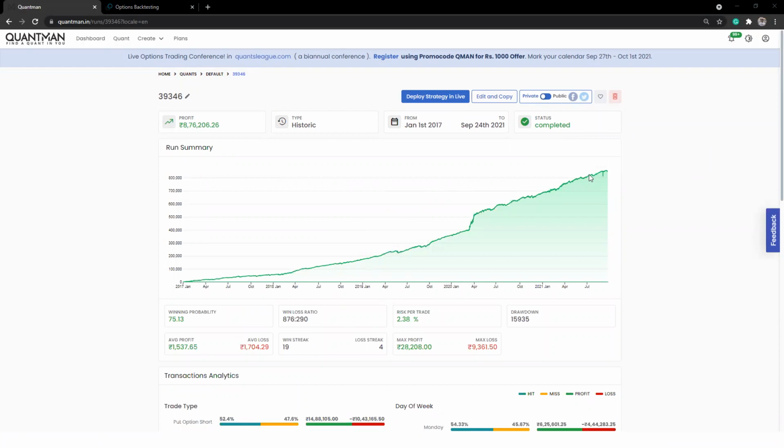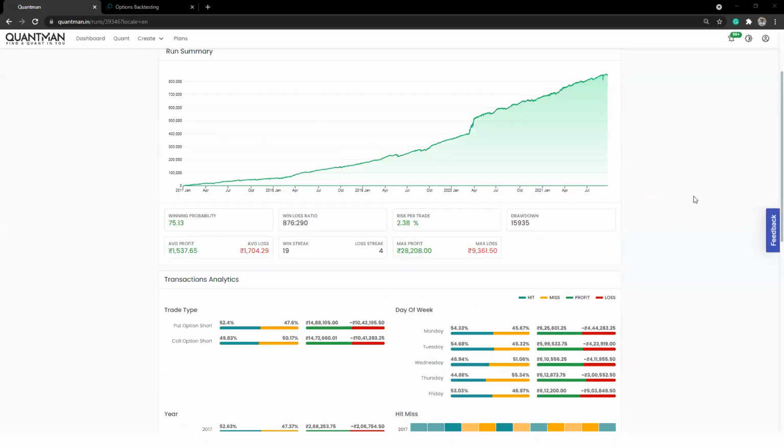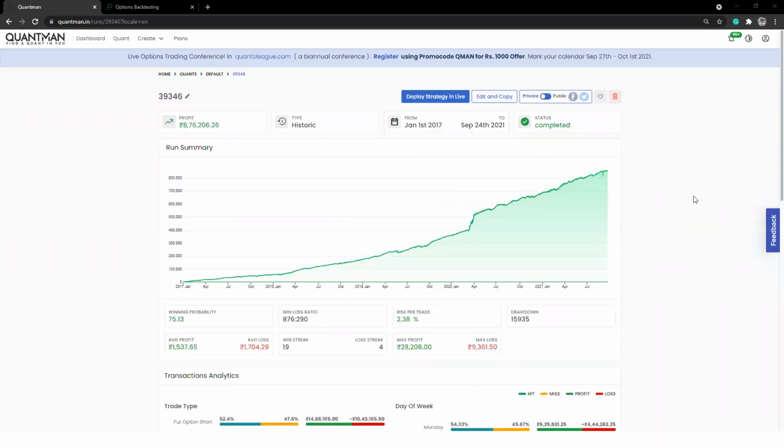But yes, it looks very simple and easy money. But is there really easy money here? What are the disadvantages? That is what I'm going to talk about one by one. But yes, the win rate is 75.13%. Definitely should have caught anybody's eyeballs.